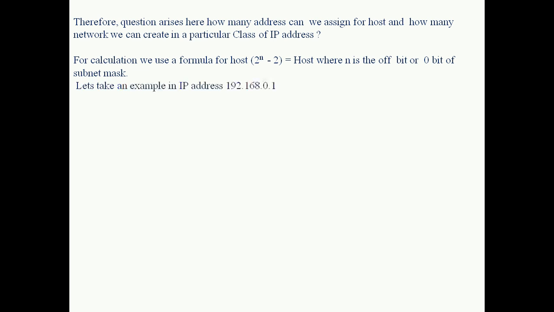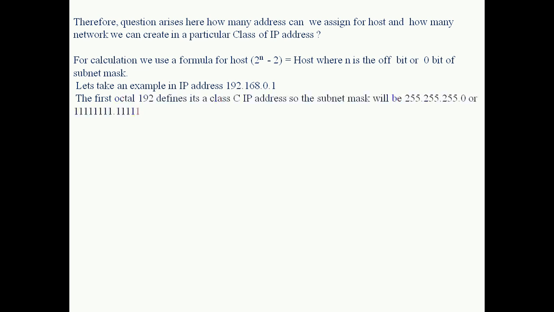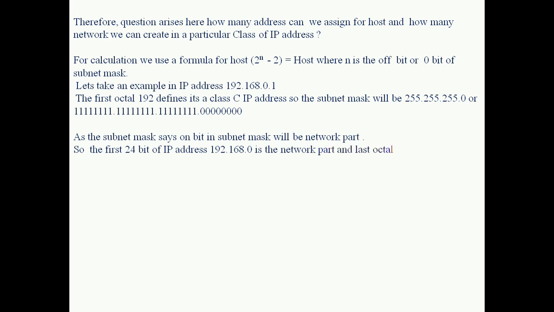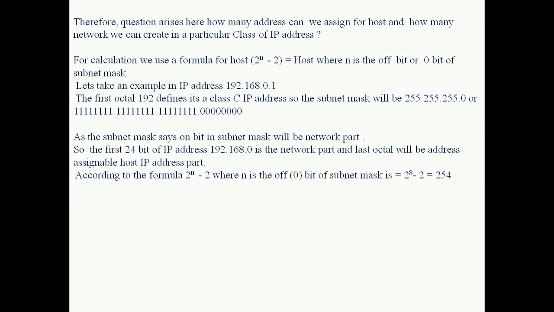Let's take an example. In IP address 192.168.0.1, the first octet 192 defines that it's a class C IP address. So the subnet mask must be 255.255.255.0, or first 24 on bits and the rest 8 bits will be off bits. As the subnet mask says, on bits in the subnet mask will be the network part. So the first 24 bits of IP address, that is 192.168.0, is the network part, and the last octet will be the assignable host IP address part.